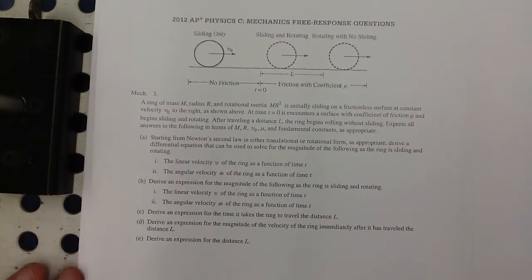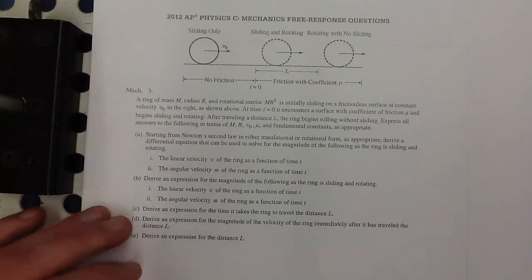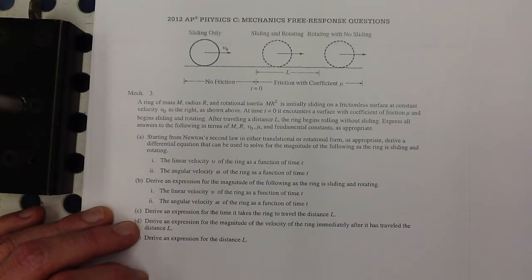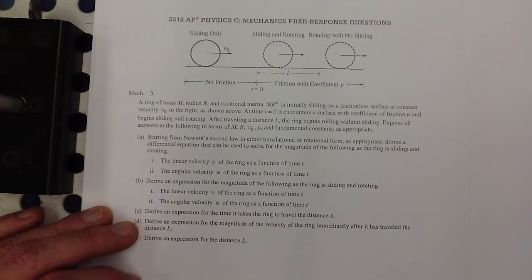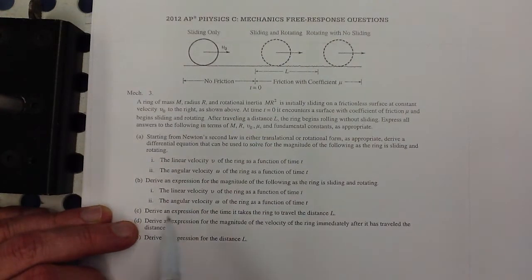Okay, differential equations. This is the 2012 AP Physics C, number 3. This is the one that has the distinction of having an average global score of only 2.7 out of 15 points. Let's see if we can do better than that.